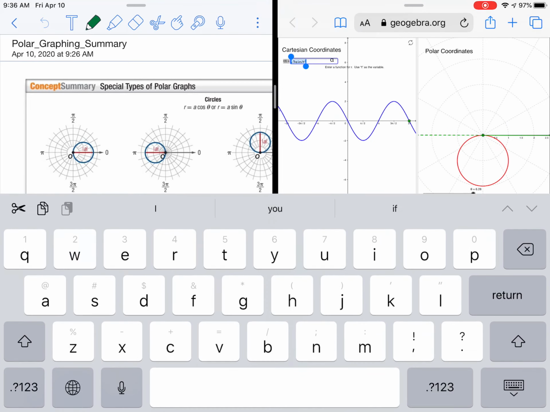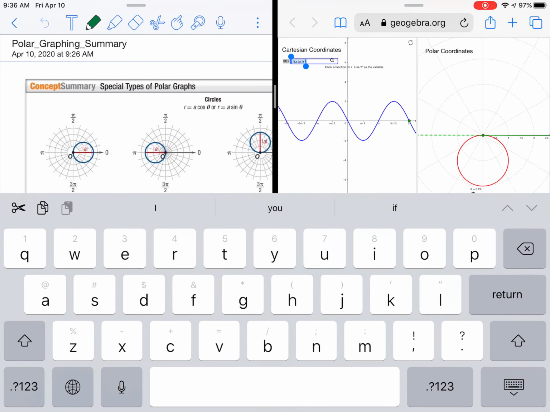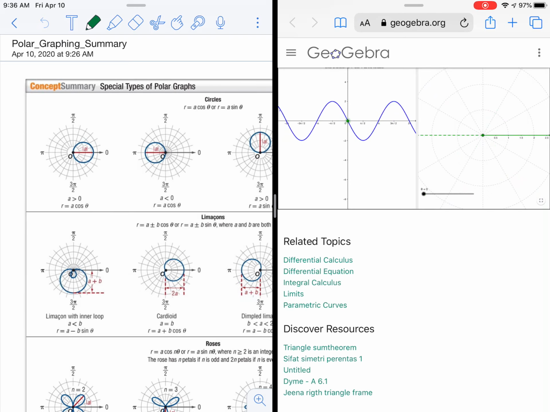There we go, and then I can hit return. And then notice if you go back to 0, so take that green point and go back to 0, you'll see that now from 0 to pi over 2, the R values are negative. So note that the solid green line is where we're at with the angle, but we have to go to the other side because the R value is negative.